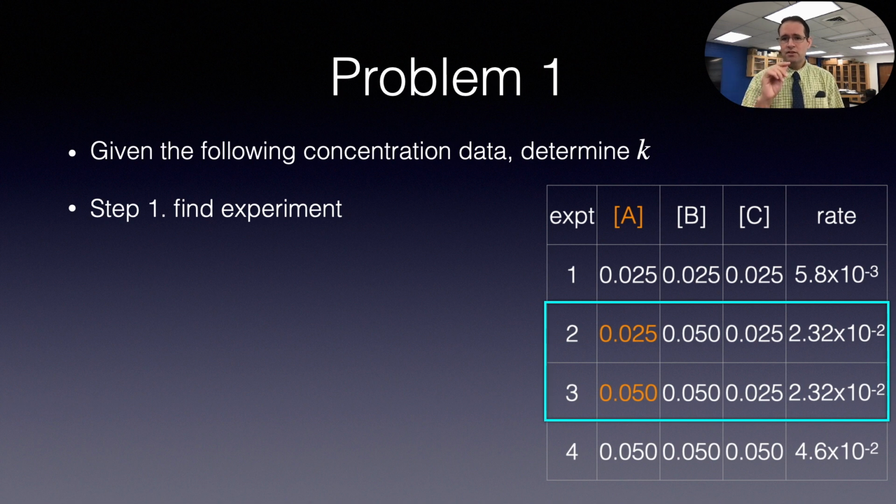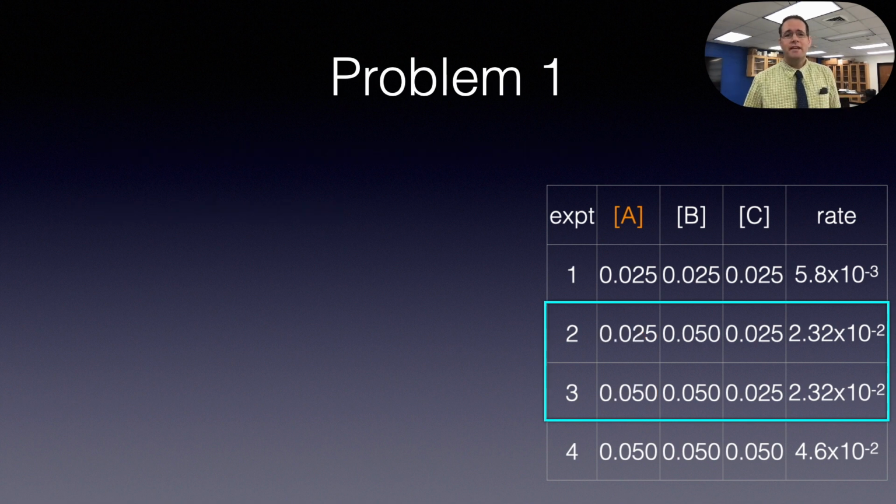So in experiments 2 and 3, the concentrations of B and C stay the same. The only thing changing is A. So when we analyze the ratios, we're going to get information about A. All right? So we calculate the ratio of rates shown here in this blue box, and that tells us something about the reaction order with respect to A.